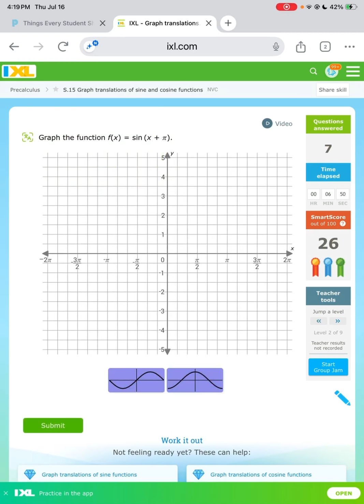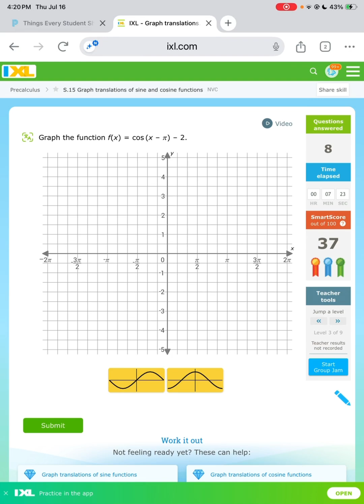Okay, in this one, it's asking me to take a sine graph, which we know is the first one because we know the sine is 0, 0. And notice that the plus pi or plus 180 is inside of parentheses with the x. So that means I'm just going to take my graph and move it left 180 degrees to negative pi. So moving it left, pi, and therefore that's what my graph will look like.